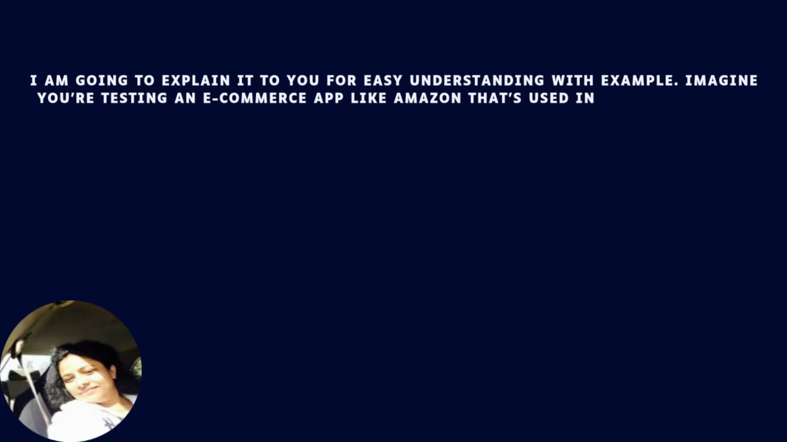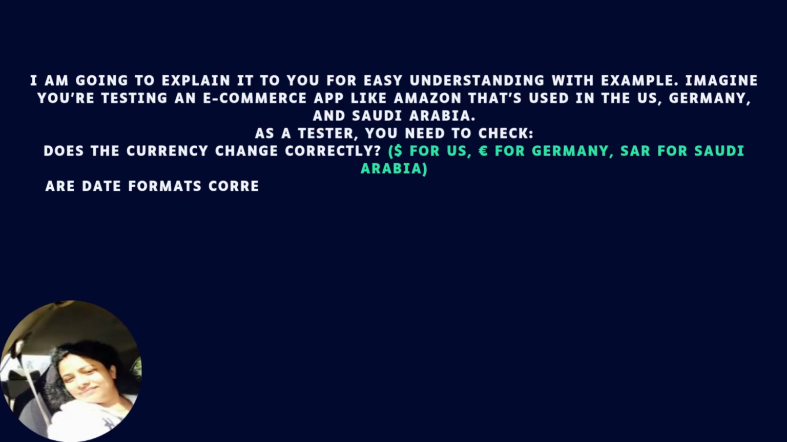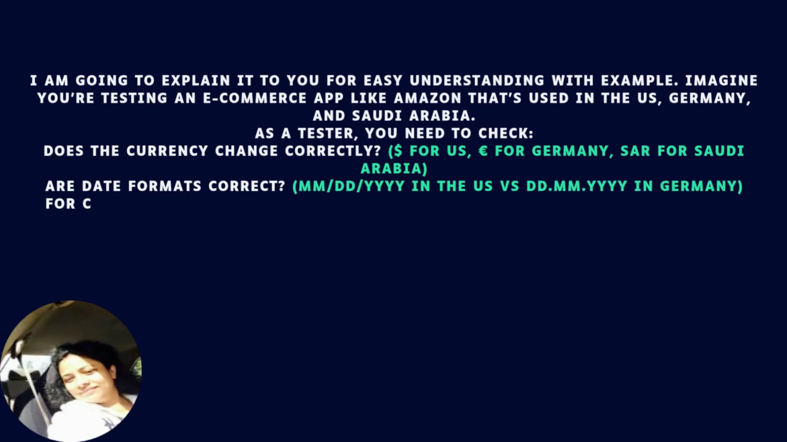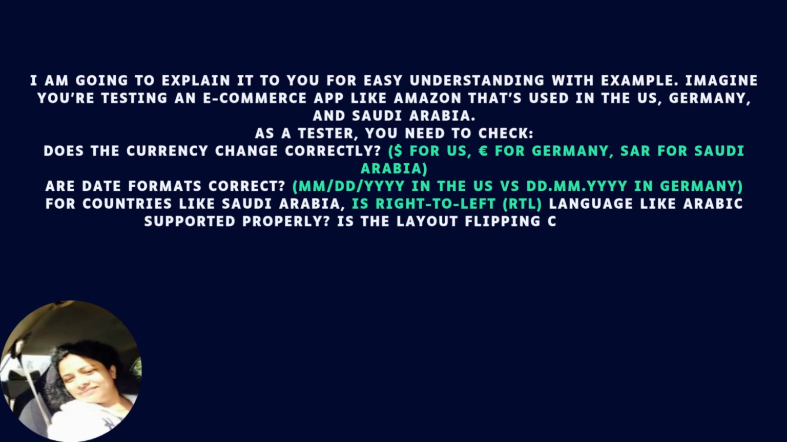Imagine you are testing an e-commerce app like Amazon that's used in the US, Germany, and Saudi Arabia. As a tester, you need to check does the currency change correctly? That is dollar for US, euro for Germany, SAR for Saudi Arabia. Are date formats correct, like month slash date slash year in the US versus date dot month dot year in Germany? For countries like Saudi Arabia, is right to left language like Arabic supported properly?